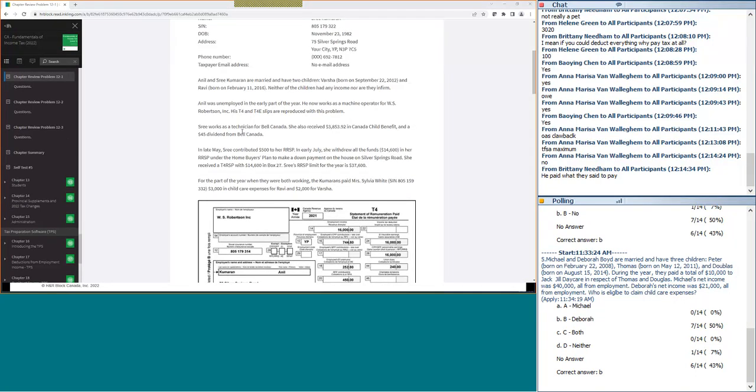Sri works as a technician for Bell Canada. She received money in Canada Child Benefit, and she also received a dividend from Bell Canada. And then late May, she contributed $500 to her RSP, and in early July, she withdrew all the money that was in her RSP, everything that was in there, so there's now $0 in her RSP account, to buy a home under the Home Buyers' Plan. What is the problem?